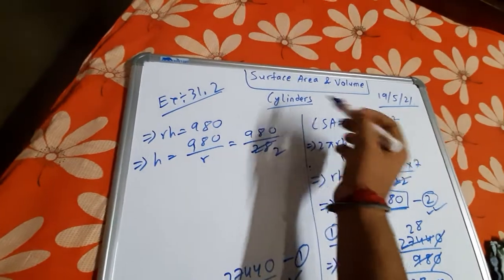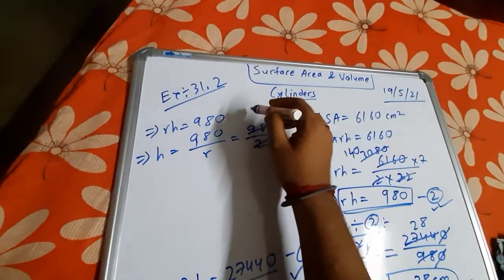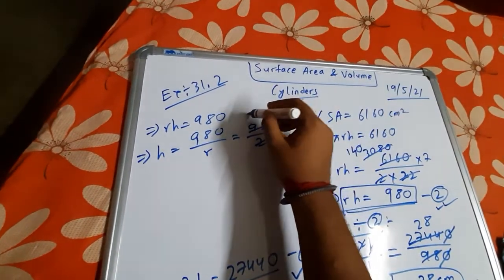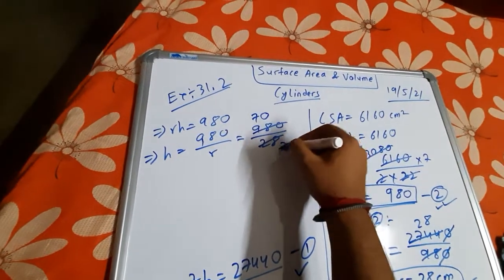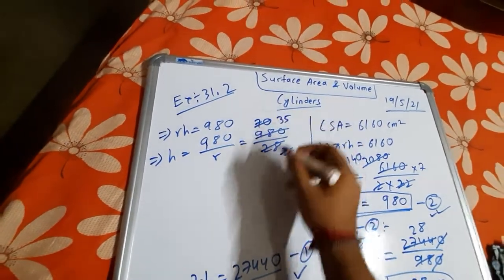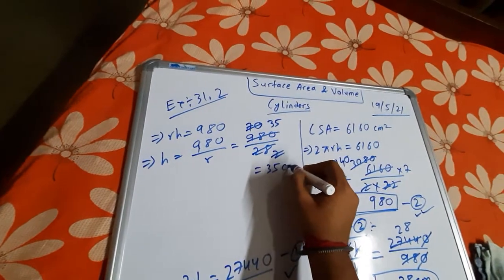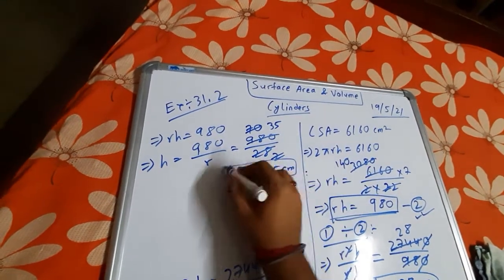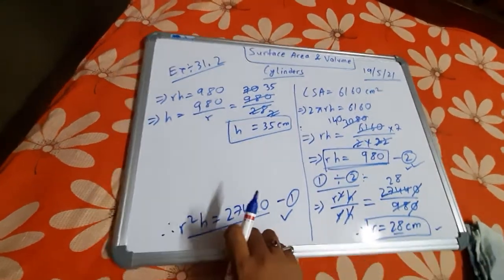Now we know this is divisible by 14. If we divide it by 14, it will become 2, and this will become 70. Now if I cut it with 2, it will become 35. So h equals 35 centimeter. So height is 35 centimeter for this sum.